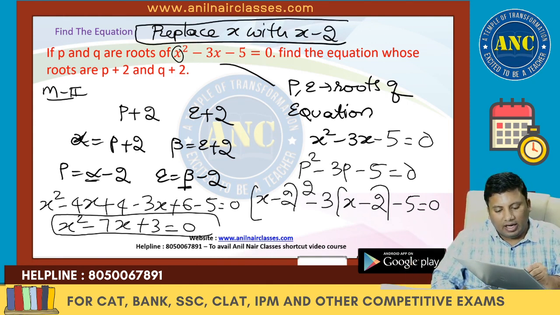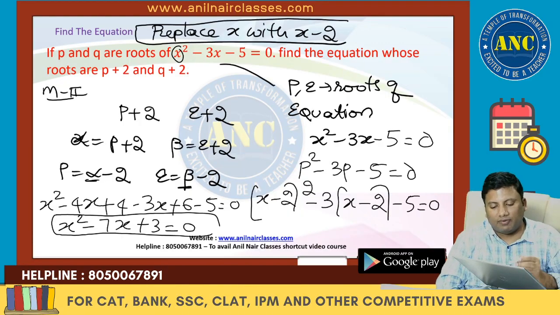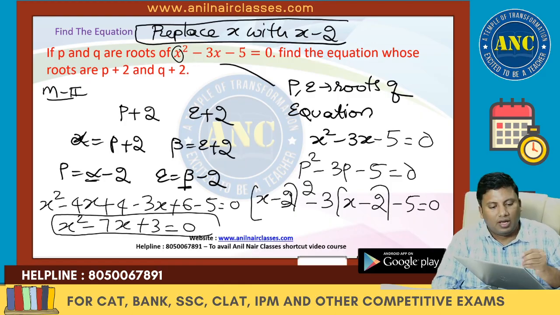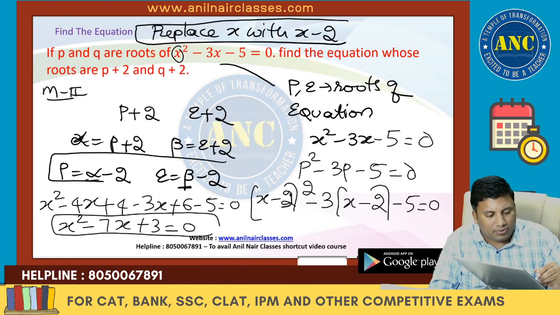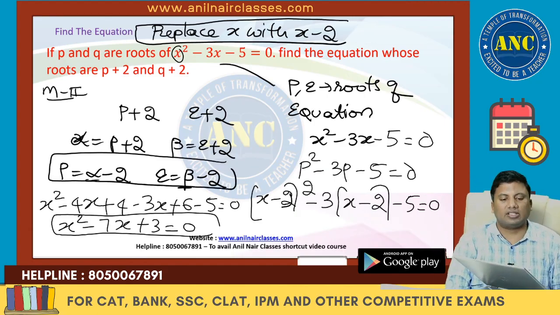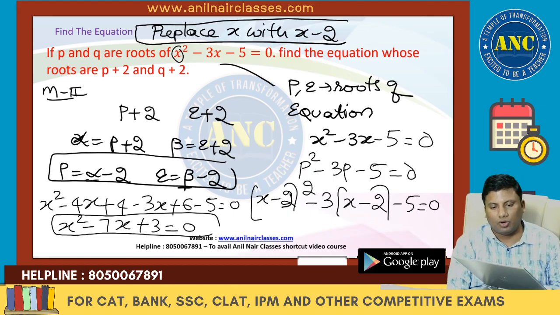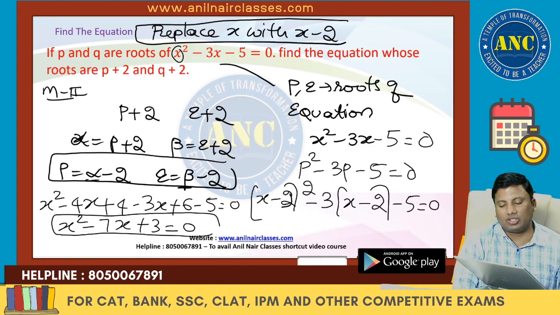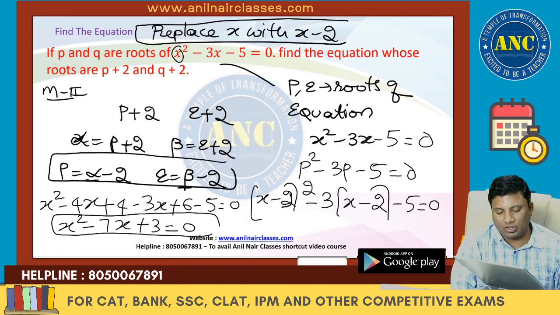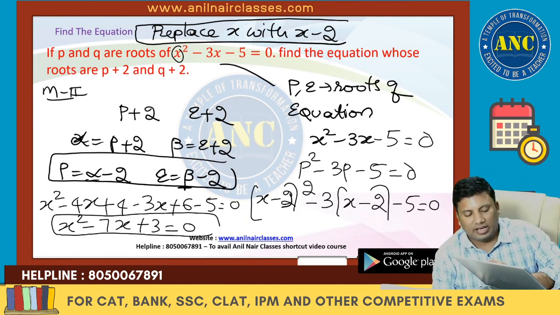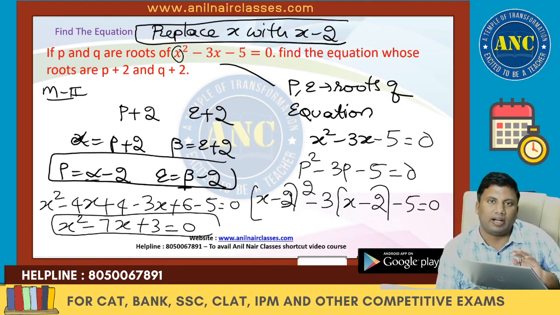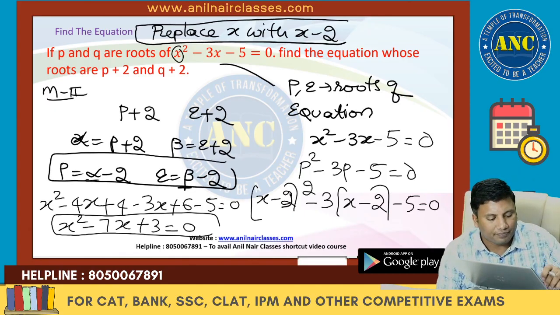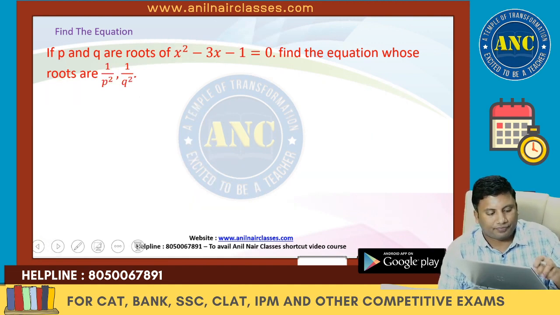Alpha and beta are the roots of the equation x. I hope you understand why I am able to substitute it. I hope the concept is clear. p is alpha minus 2, q is beta minus 2. p and q are the roots of this equation: p square minus 3p minus 5. p is x minus 2, so (x minus 2) square minus 3(x minus 2) minus 5 is equivalent to 0. Idea clear? Next one.